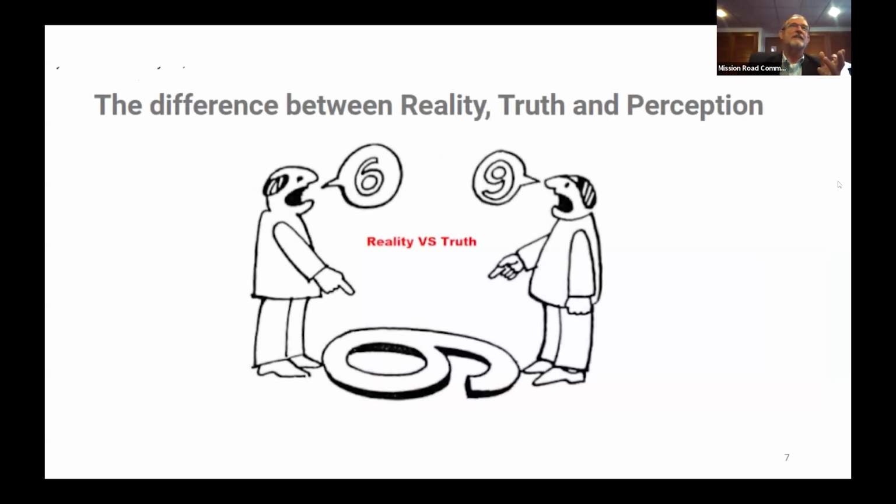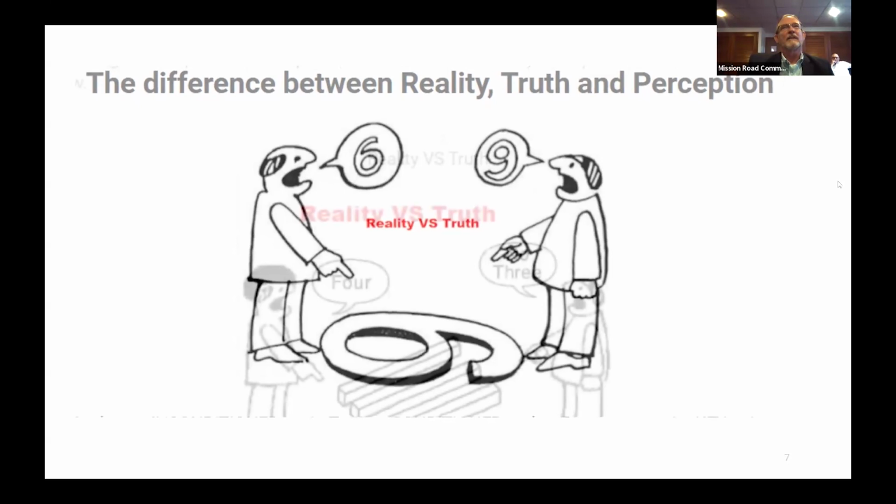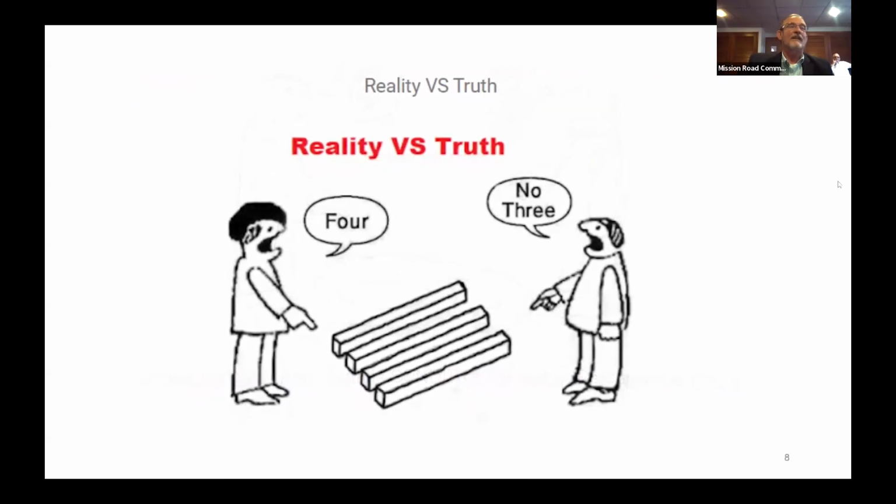This is, and you've seen these little cartoons, the difference between perception. They both see a different number depending on your perspective, and for each one, it is truth. Anybody who's ever been in a jury trial knows there's no such thing as absolute truth. And here, this optical illusion: how many boards are there? The guy on the right sees three, and I see three on the right, but if you look on the left, it's four. But they're both true, right? Look at the end of the beams there.